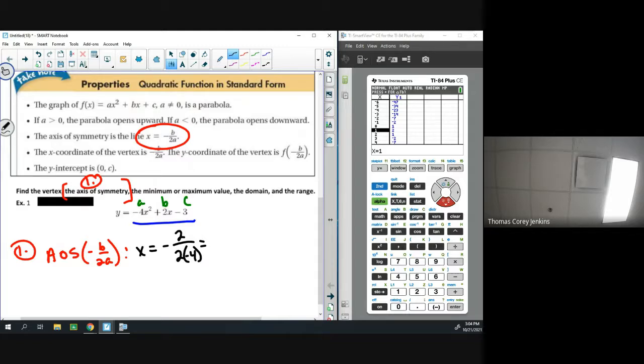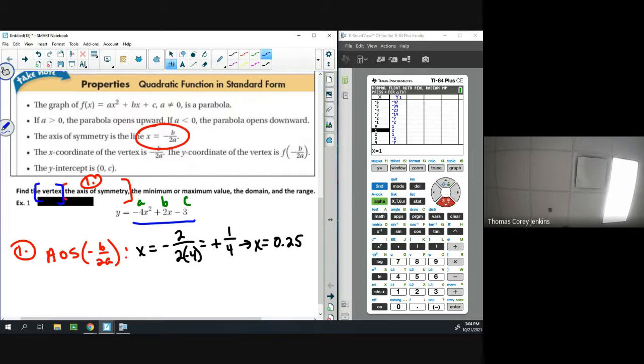When I simplify this expression, I think about the fact that I have 2 negatives, which would make this positive. And then basically I just have 2 over 2 times 4, which would reduce down to 1 over 4. So we can say that x equals 1 over 4, or I'm just going to change that to a decimal, 0.25. All right. Now that we know that, we can use that to find our vertex.